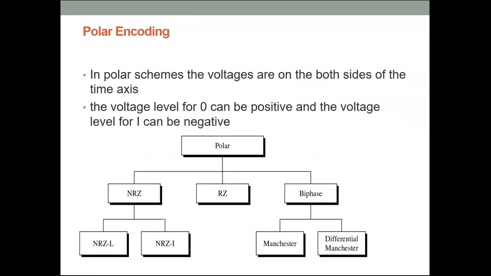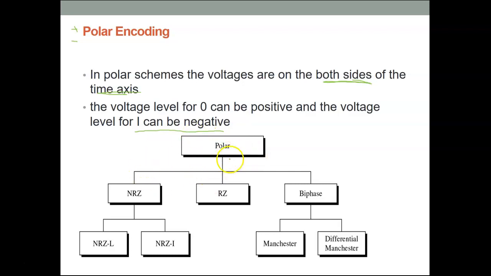So that was unipolar. Now we go to polar encoding. Polar means it can go up positive or negative. Both unipolar, polar. In polar scheme, the voltage are on both sides of the time axis. You see, it's on both sides. It can use both positive and negative. The voltage level for zero can be positive, and the voltage level for one can be negative. So we can represent the zero positive and the one as negative.